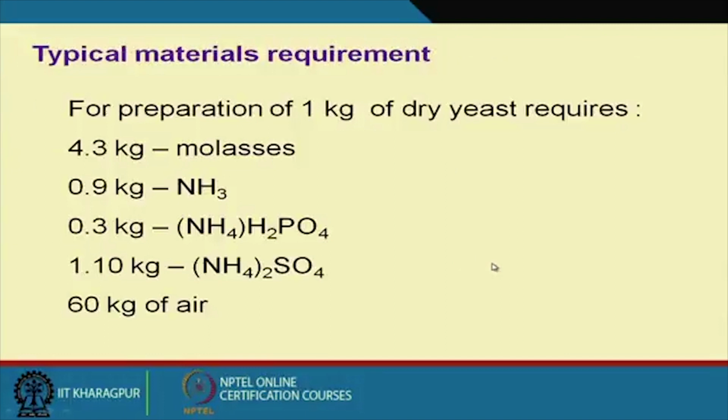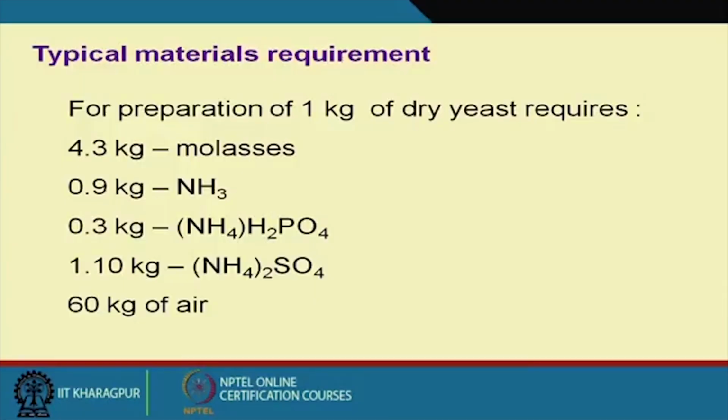Now, a typical material analysis has been done, and it has been found that the production of 1 kg of dry yeast requires 4.3 kg molasses, 0.9 kg ammonia, 0.3 kg ammonium dihydrogen phosphate, 1.1 kg diammonium sulfate, and 60 kg of air. So, this is the basic requirement for 1 kg of dry yeast production.